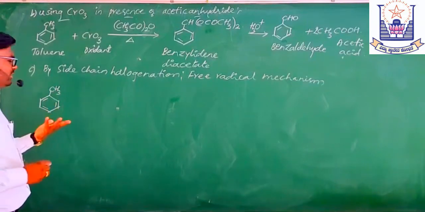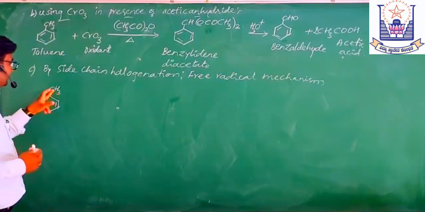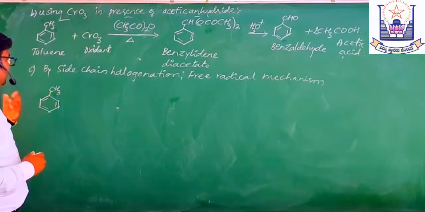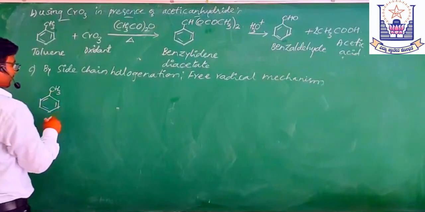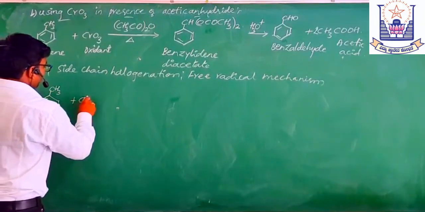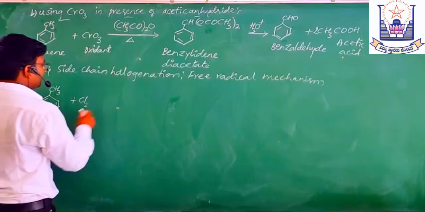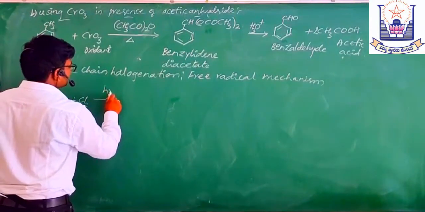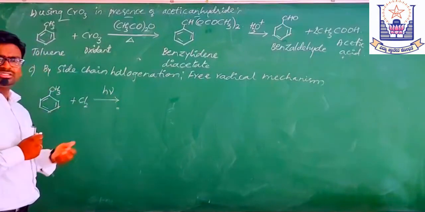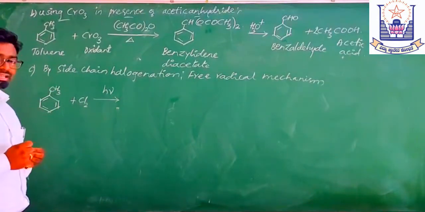Here, these CH bonds will be there. We are concentrating on that. When this is treated with a halogen, for example chlorine, you have to take an excess of chlorine in the presence of sunlight. This causes the free radical mechanism.